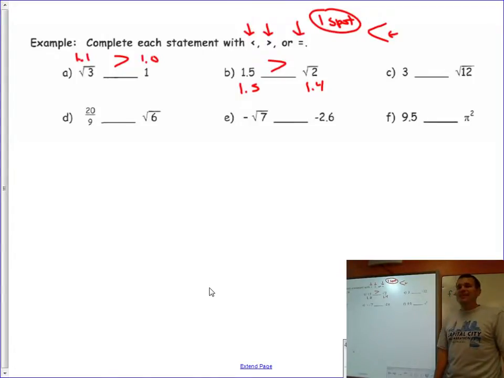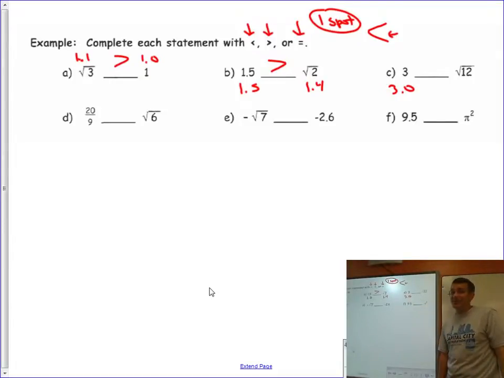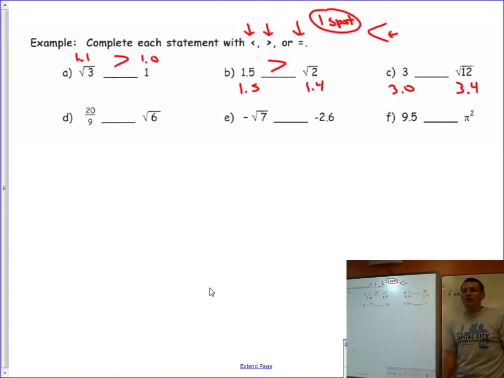In letter C, the 3, if I made it go one decimal place, I would add a 0 after the decimal. It would be 3.0. The square root of 12, I type it into my calculator. I find out it's 3.4. And so with 3.4, the 3's are tied, but 4 is bigger than 0. Goes that way. Maybe you knew that was bigger because the square root of 9 would be 3, and since this is bigger than the square root of 9, it must be bigger.